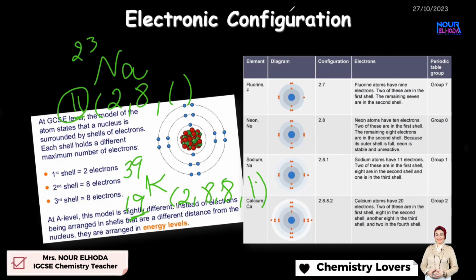Right. Bravo. When I want to locate any element in the periodic table, meaning I want to know which period and which group it is, I will check. To know which group, check the outer shell. In the outer shell, how many electrons? 1. This means it's group 1 straight away.